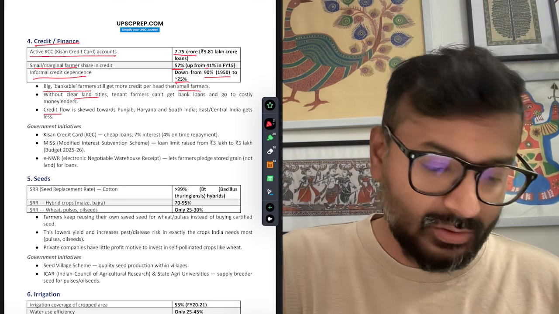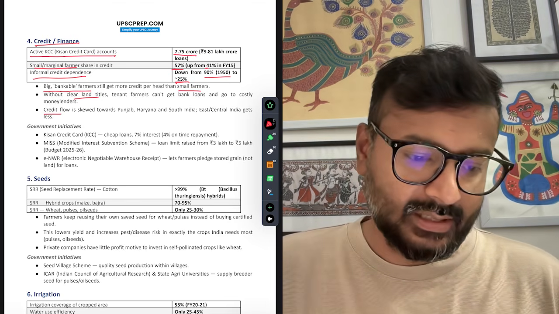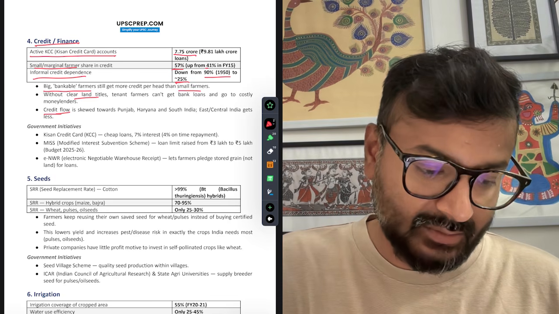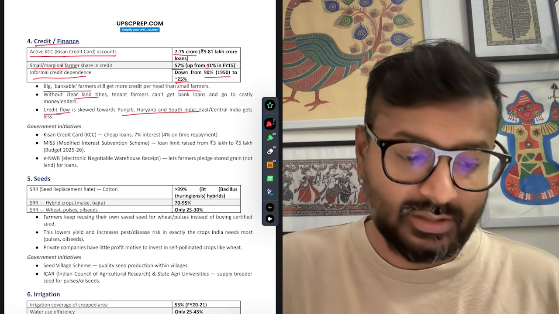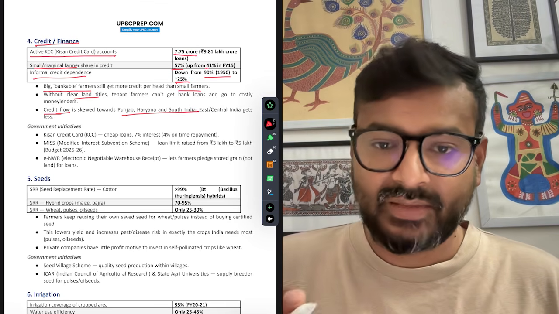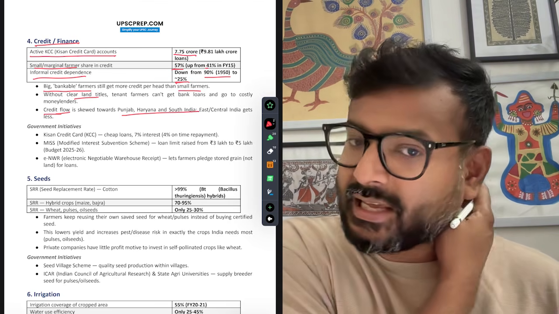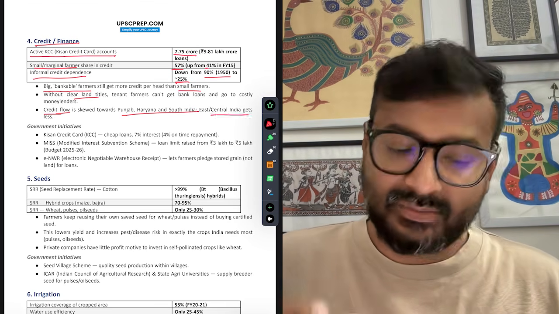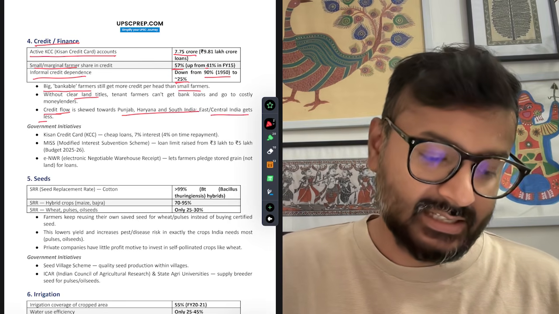Also, in the credit flow, you see a regional discrepancy here, that most of the credit flow is skewed towards Punjab, Haryana, and South India. Okay, whereas Eastern India particularly, and Central India, do not get as much credit. So East and Central India get less.